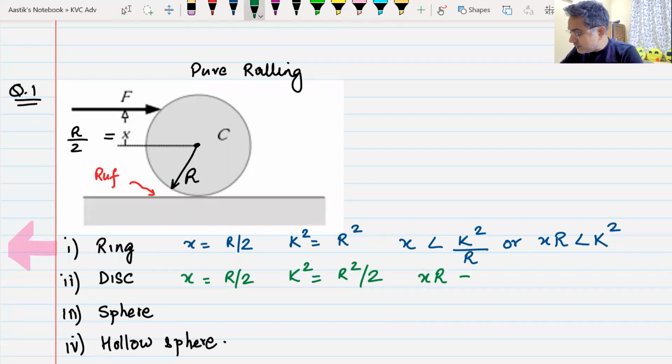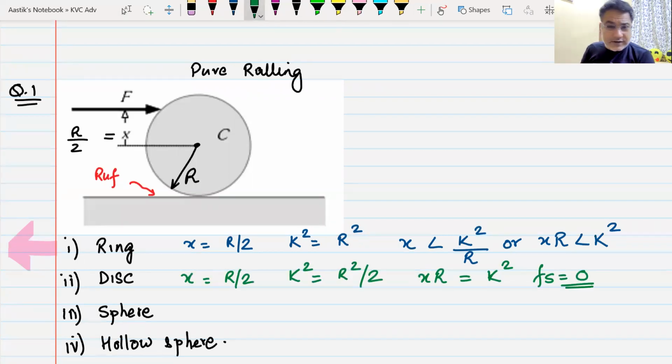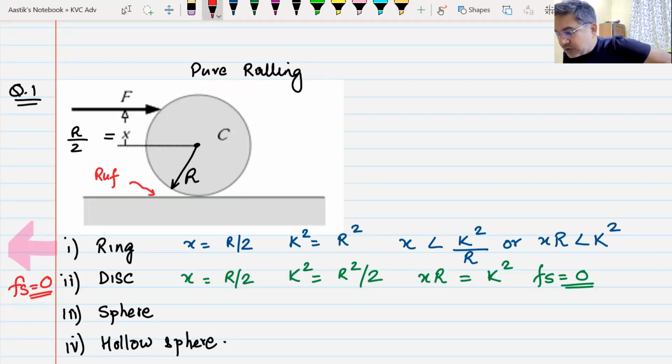So x into r here is equal to k square. That means the static friction is 0. Actually, we don't require friction for this rotation. So here the value of static friction is 0. So this body can have an accelerated rolling without even friction. Let us go on to the sphere.